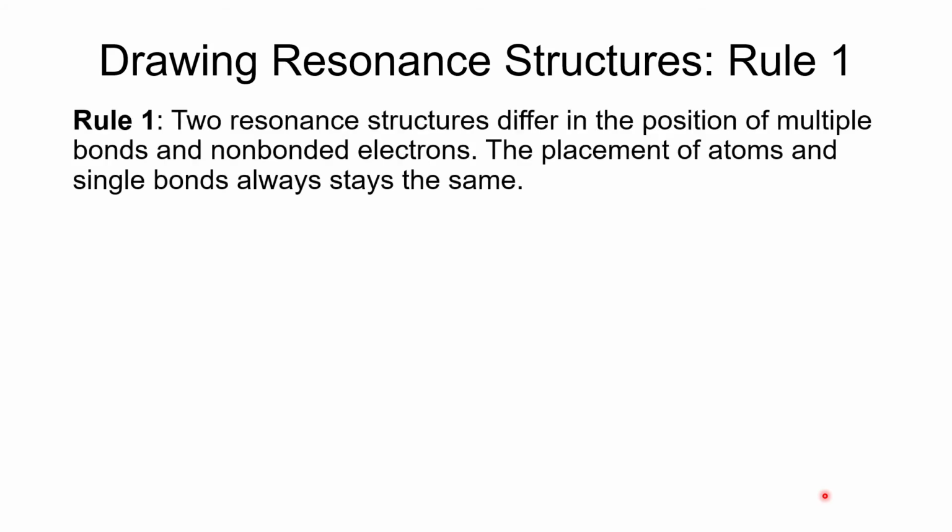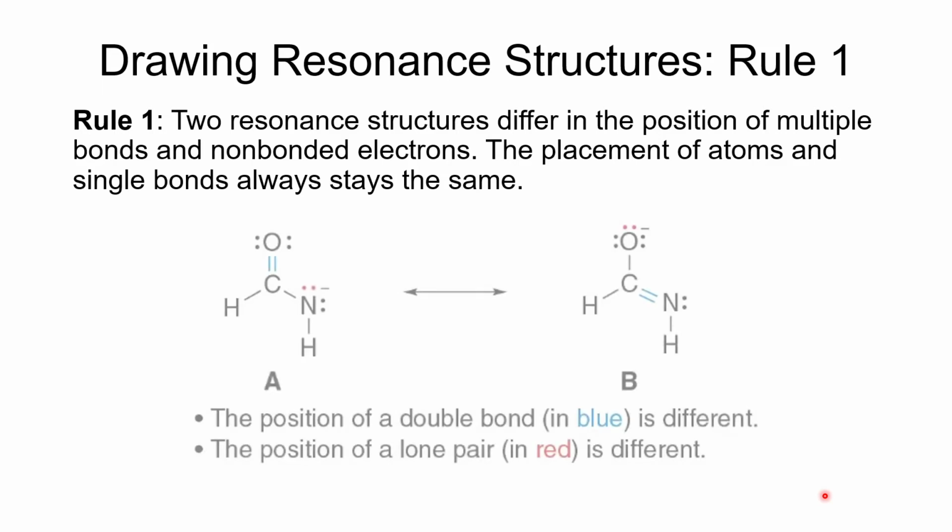I believe there's 4 rules here. Rule 1: resonance structures differ in the position of multiple bonds and non-bonded electrons, so lone pairs. And we saw that in the example we just looked at for bicarbonate. The placement of atoms and single bonds always stays the same. So you're going to have the same connectivity, and if there's at least one bond, then you have to have at least one bond in the other structure as well.